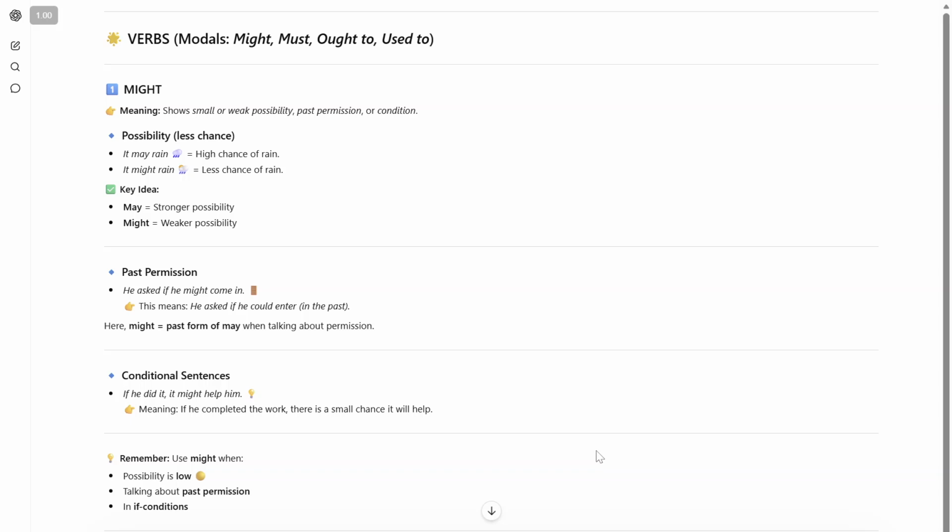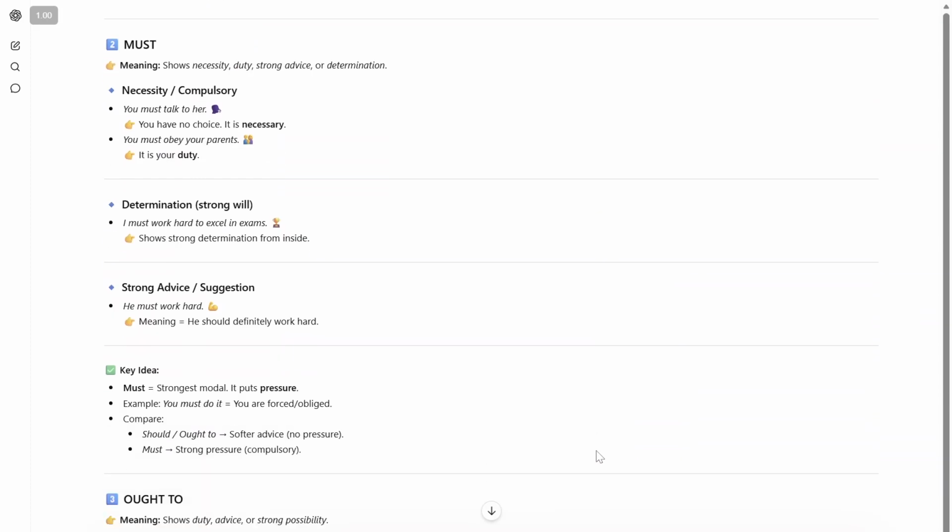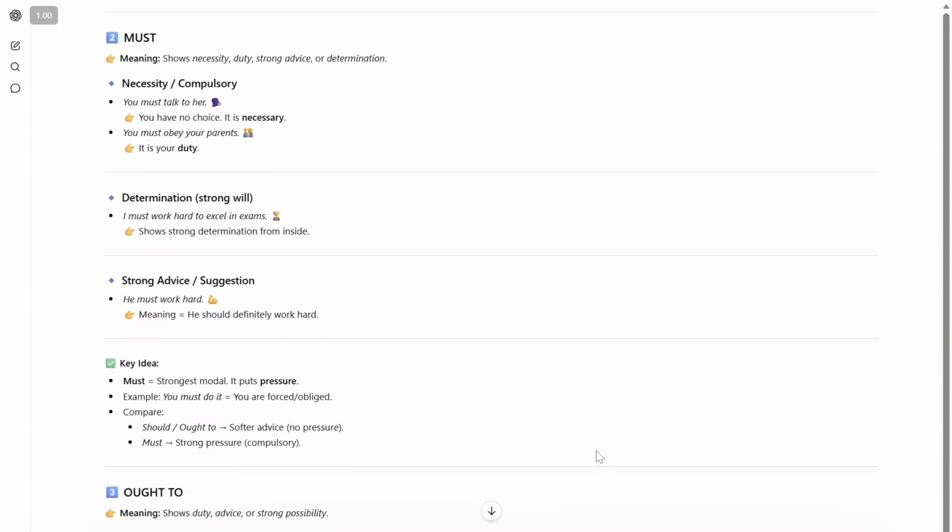Must shows necessity, duty, strong advice, or determination. Necessity, compulsory: you must talk to her. You have no choice. It is necessary. You must obey your parents. It is your duty. Determination, strong will: I must work hard to excel in exams. Shows strong determination from inside. Strong advice, suggestion: he must work hard, meaning he should definitely work hard.